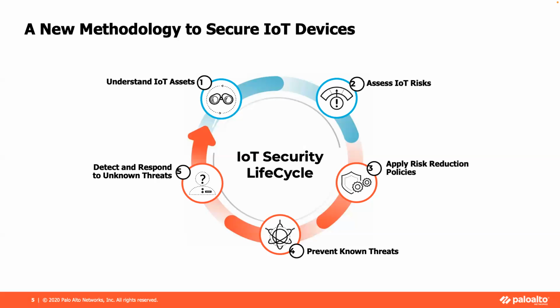And then we automatically create and send recommendations to you, saying these are security policy rules, these are things you should do to mitigate that risk. Just like we prevent known threats, like viruses, to computers, users and devices on your network, we can do that with your IoT devices also.